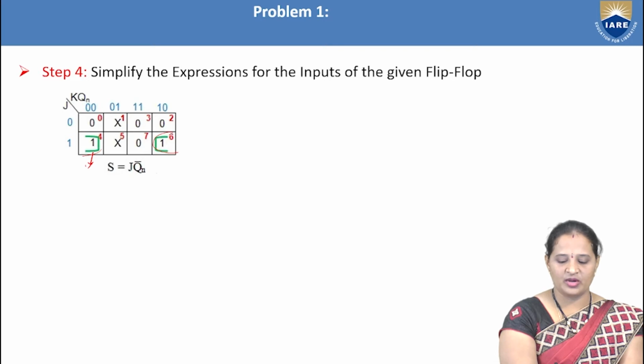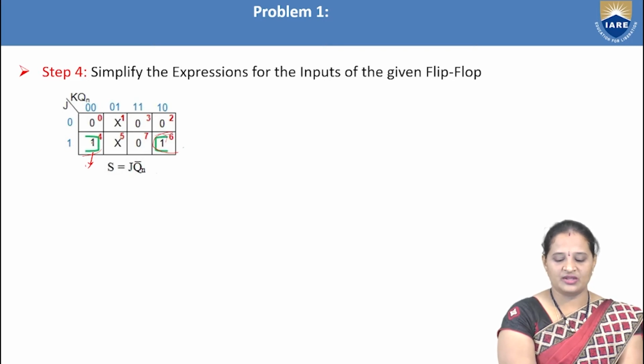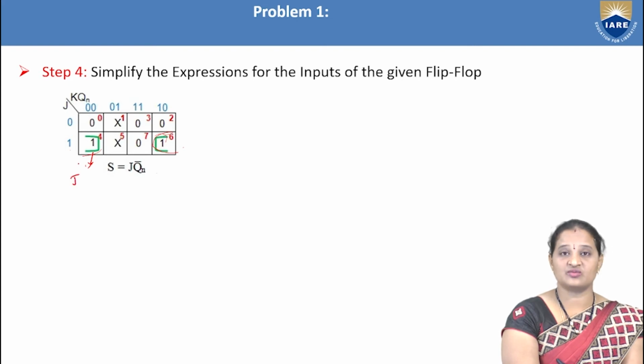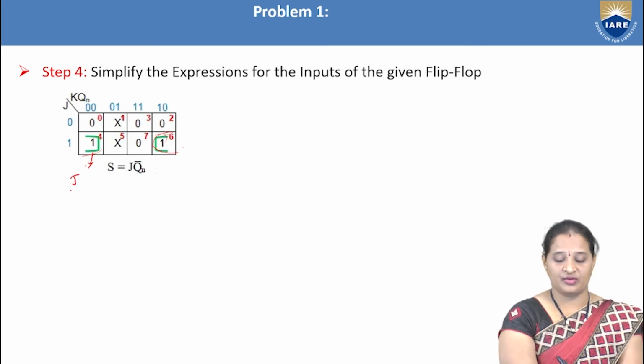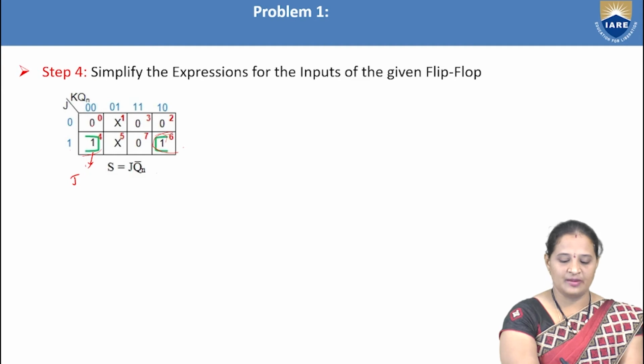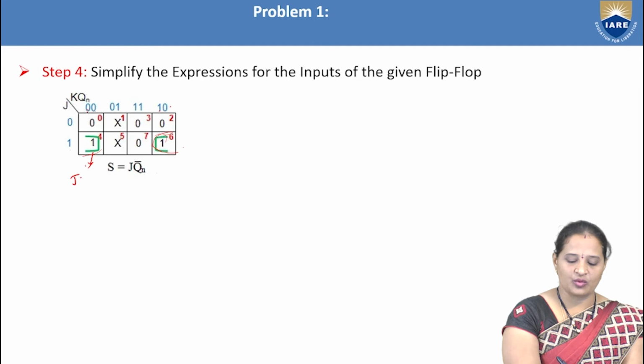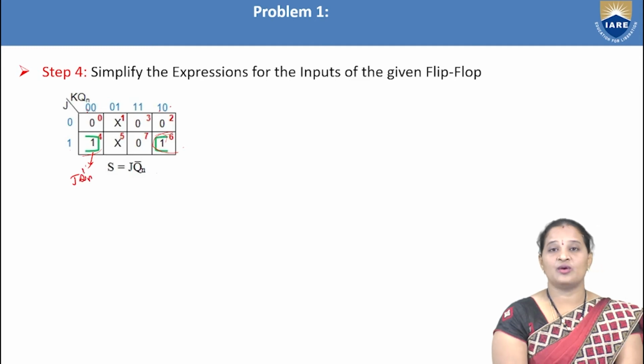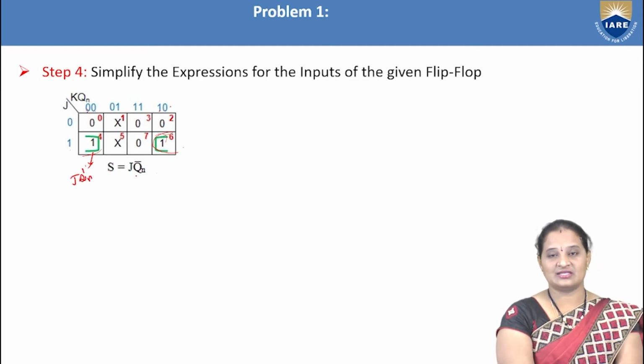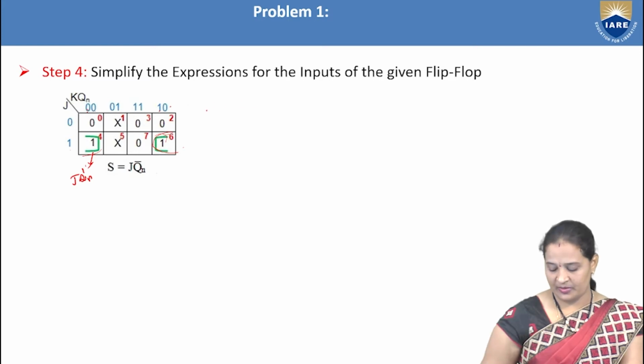As this is formed by these two cells, for these two cells J value is common, and here J value is 1, so take it in true form, J. Whereas for K, K is 0 here and K is 1 here, so eliminate K. Whereas Q, N is common, which is 0 and 0 here, and hence you have to take it in complement form. So S is equal to J Q N bar.